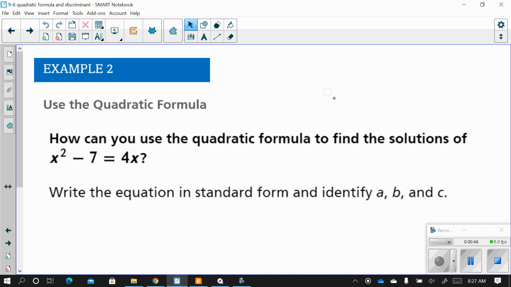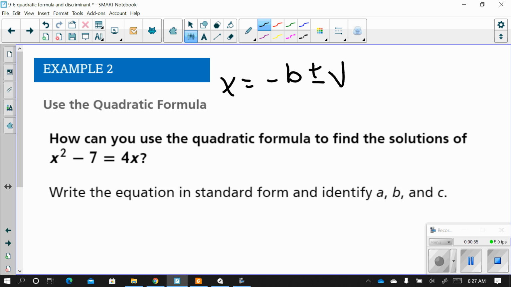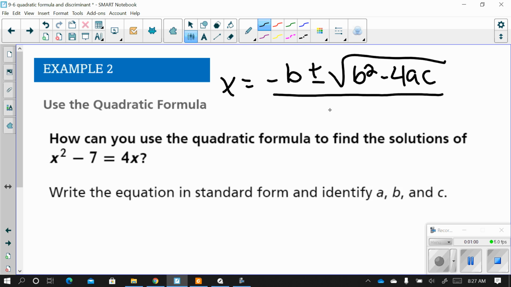Right, so let's see how the quadratic formula works. Remember the quadratic formula, x equals negative b plus or minus the square root of b squared minus 4ac all over 2a. So we're going to work with x squared minus 7 equals 4x. To do this, we need to write the equation in standard form and identify what a, b, and c are. Obviously, this is not in standard form. We've got to make it equal 0, so subtract 4x from both sides, and I'm going to rewrite it so that it's x squared minus 4x minus 7 equals 0.